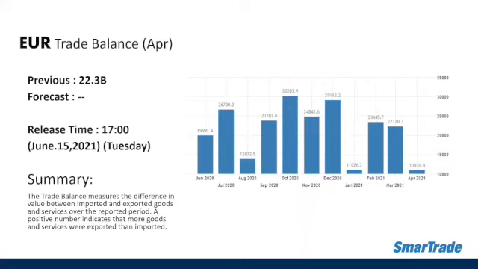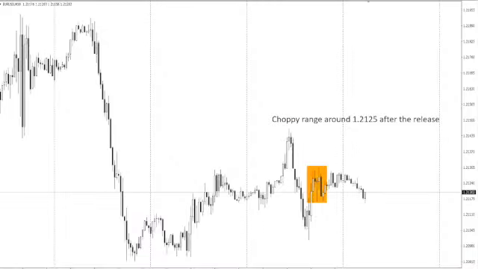Also, we have the trade balance for the Eurozone for the month of April. The previous data was 22.3 billion euros, and the release time yesterday was 5 p.m. For the month of April, the trade balance was 10.9 billion euros, lower than the previous data. But after the release, the price of the euro dollar in particular was choppy around 1.2125.